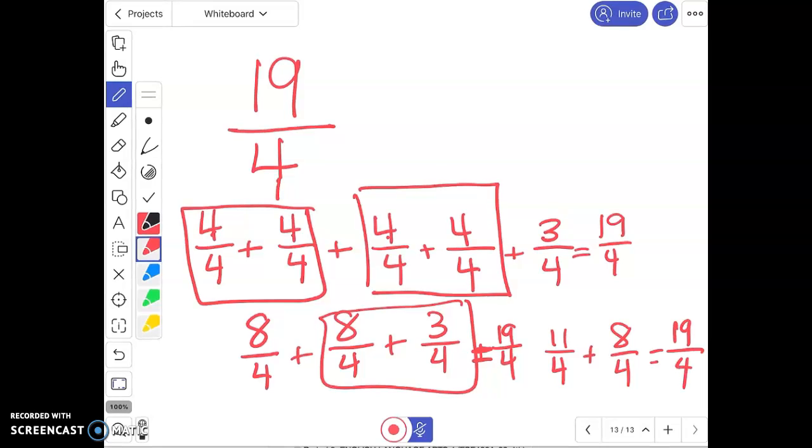Decomposing a fraction means just to pull it apart into smaller pieces. You've done this before with whole numbers. You can break any number up into smaller components that when you put it together equal that original number. The same thing is true with fractions and fractions greater than 1.